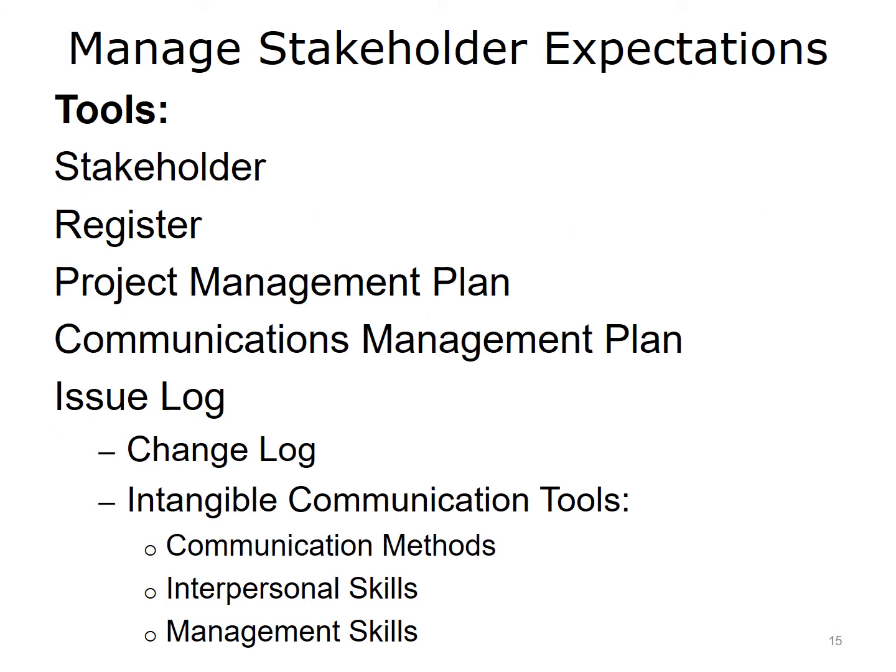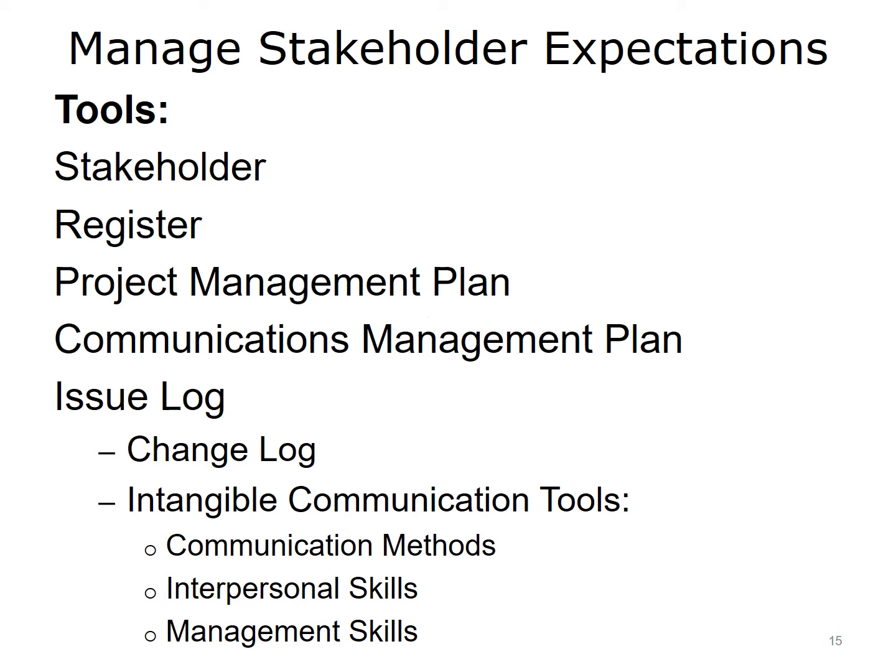The primary purpose of this process is to make sure that you meet stakeholder needs and resolve any issues they may have. Several tools play a key role in managing stakeholder expectations. First, the Stakeholder Register provides information on each stakeholder. This will greatly assist in working effectively with each stakeholder. The Project Management Plan, which contains the Communications Management Plan, is a required guide for communicating with individual stakeholders.